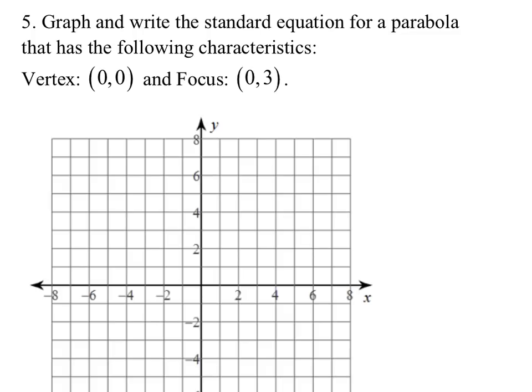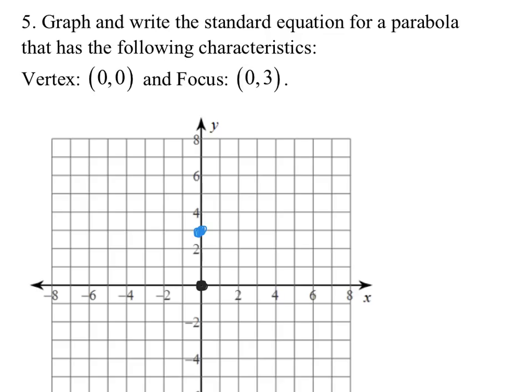Okay, in question 5, we're graphing and writing the standard equation for this parabola that has the following characteristics. Its vertex is (0, 0), and the focus is (0, 3). So first of all, let's start by graphing our vertex, which is right there at the origin, and our focus. I'm going to use a different color, (0, 3), which is right here.